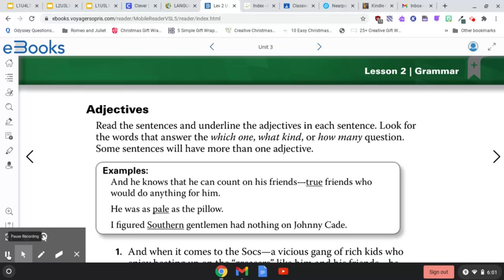What about words that describe nouns? Words that describe nouns can be placed into a category as well. We often describe people, places, and things using adjectives. Adjectives answer the which one, what kind, or how many questions. What words answer the which one, what kind, or how many questions?